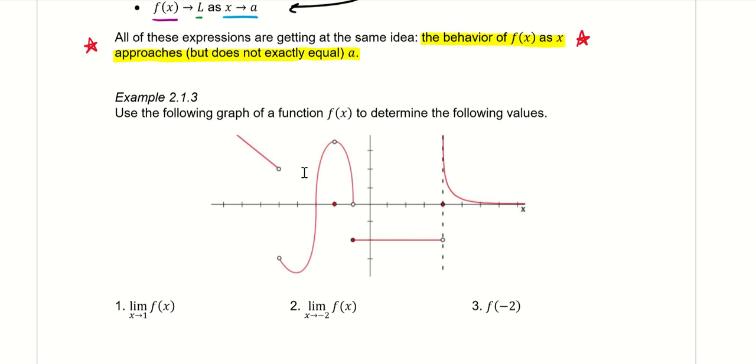It's a messy looking function. There's lots of little sections or pieces to it. But we're going to use this function to determine the values of these different limits. So again, think of these graphs as our values of x on our x-axis, and on our y-axis, or vertical axis, that's representing the values of our function.